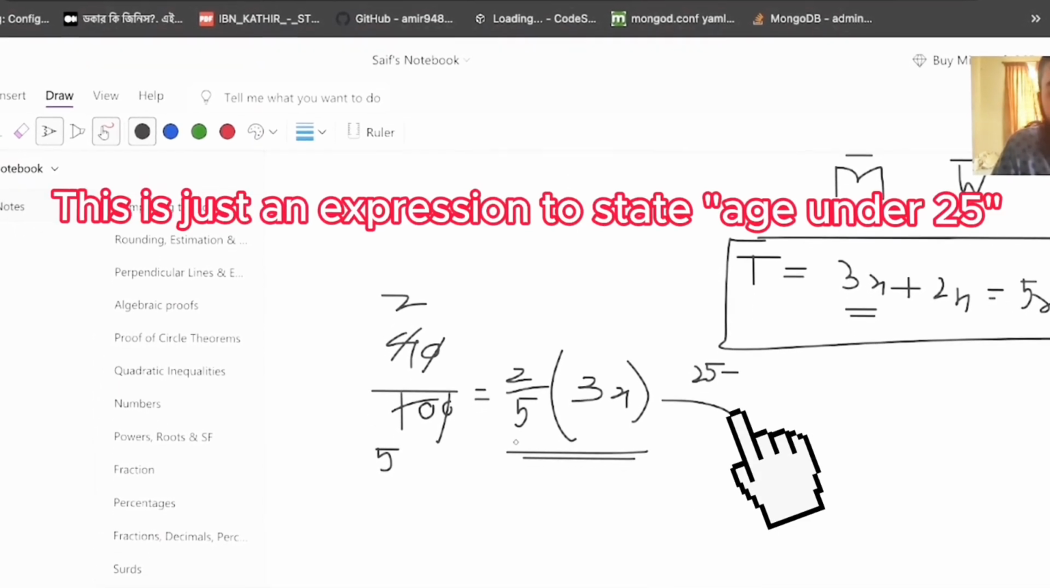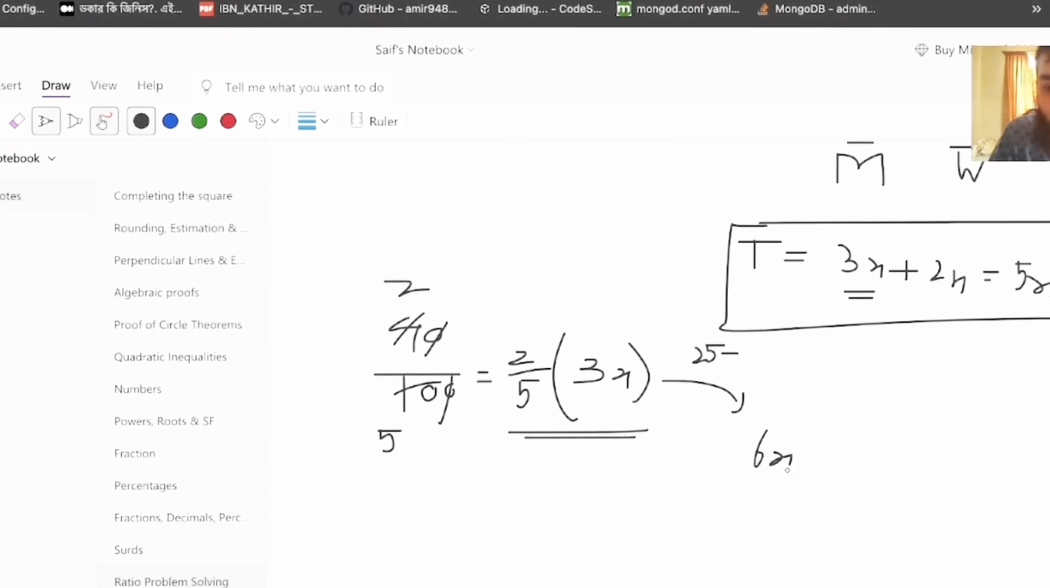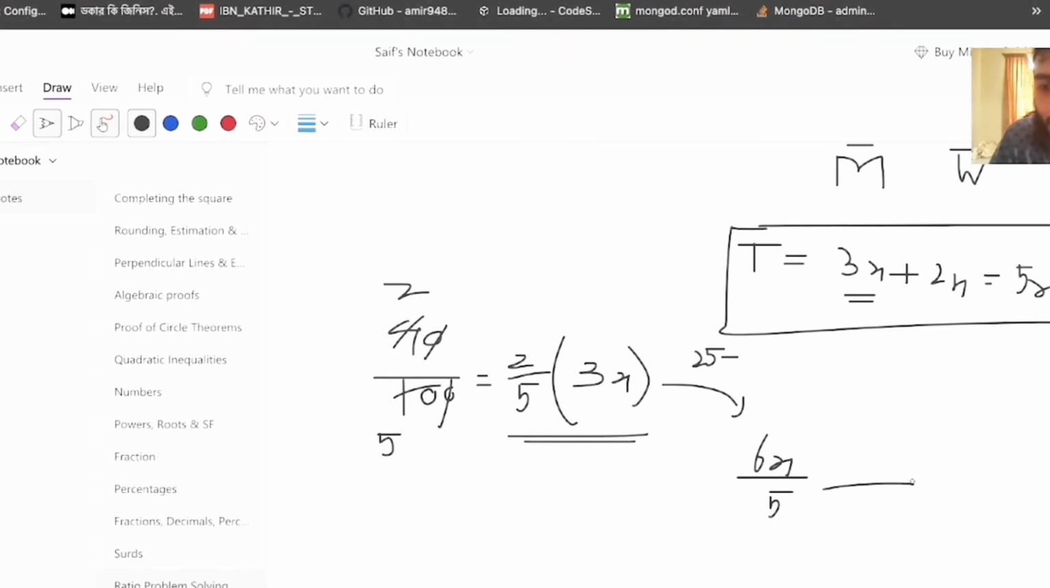Okay. So 2 times 3x is 6x by 5. So this is the number of men who are under 25.